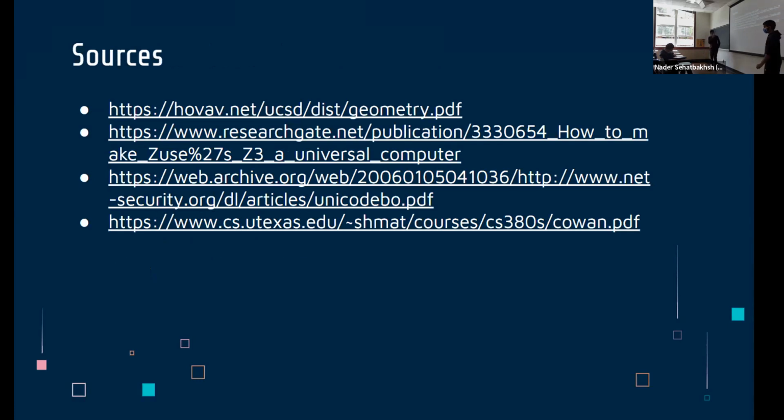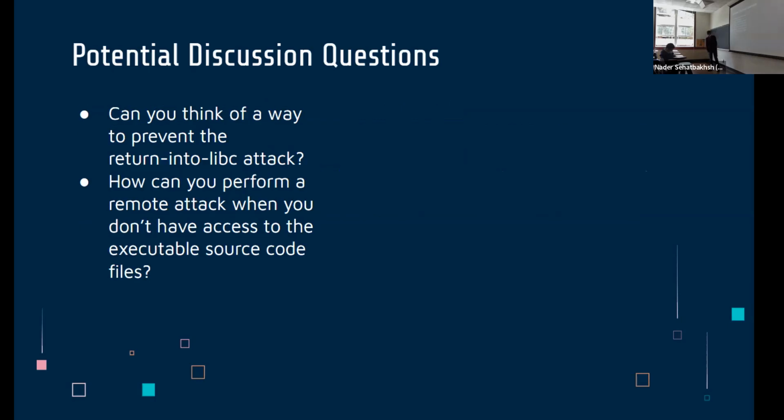Really good job, guys. Go back to the questions, and does anybody have any answers to these? The paper talks about a way to prevent return-to-libc. Okay, so we can actually wait for paper 2.